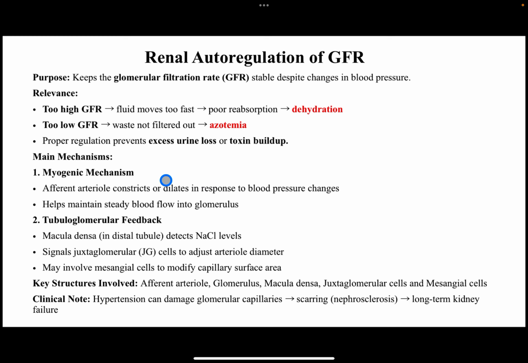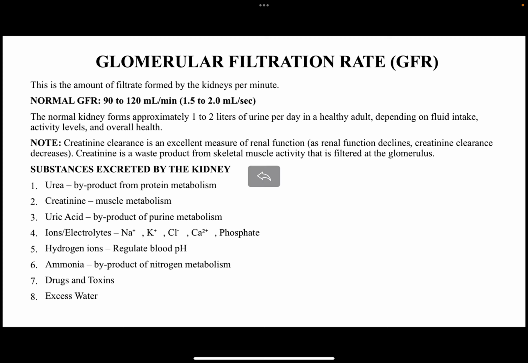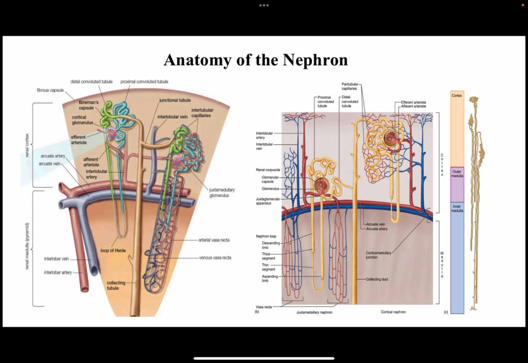The myogenic mechanism. Then we have the tubulo-glomerular feedback. With the tubulo-glomerular feedback, what happens is that we have, in the distal convoluted tubule, remember we mentioned that we have an area in the kidney we call the juxtaglomerular apparatus. I told you that the distal convoluted tubule has contact with the afferent arteriole.